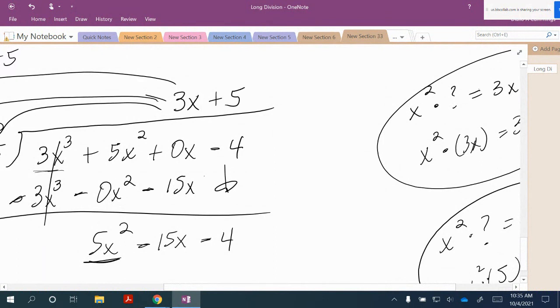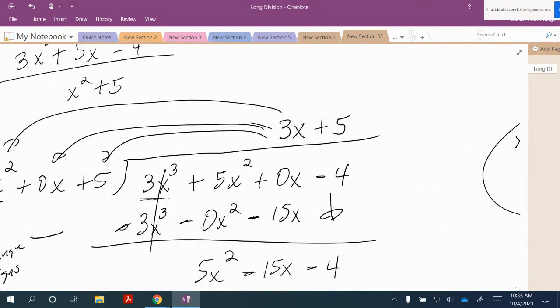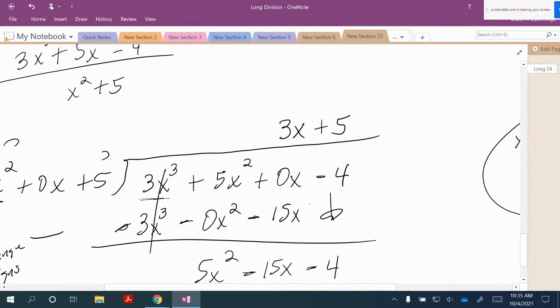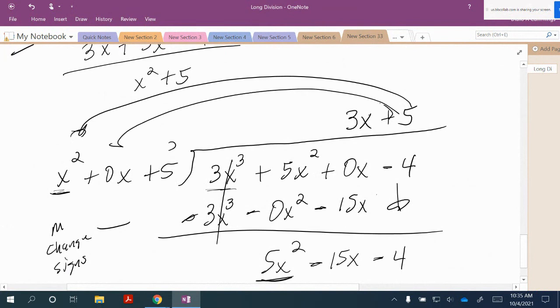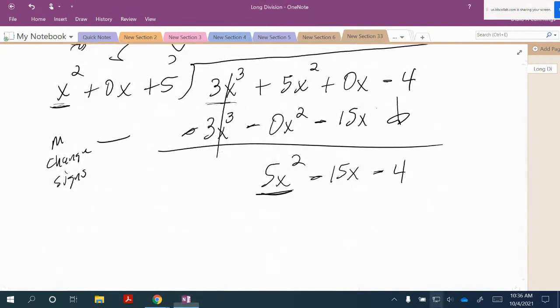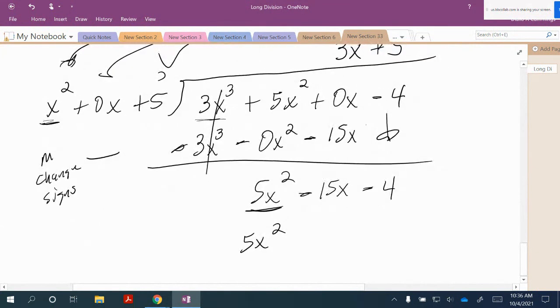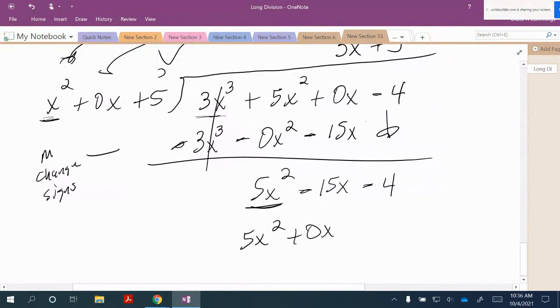Remember, our goal is to make the first terms exactly the same, and then once we change the signs, can we handle the other terms in the division? So let's go ahead and distribute. Here we're going to distribute 5. 5 times x squared is 5x squared. 5 times 0x is 0x, and then 5 times 5 is 25.